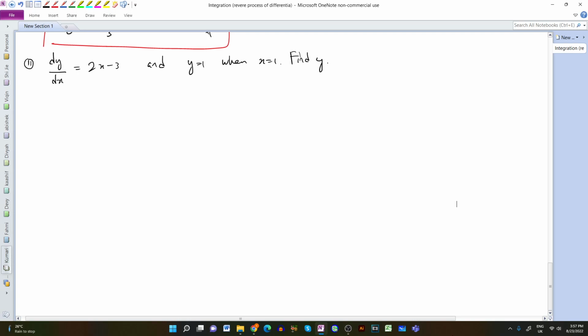Have you done? Yeah, good. What is the answer you get? I have to substitute into the equation, right? Yeah, you have to find the C. Okay. C is 3. So is this your answer? y equal to x square minus 3x plus 3. Yes. Okay.